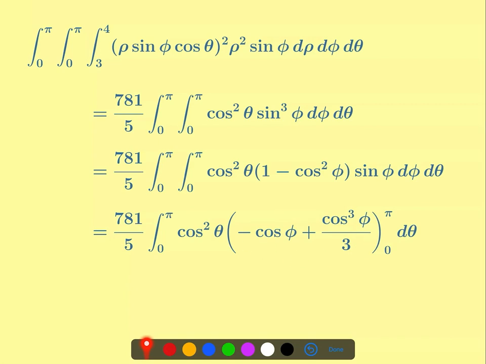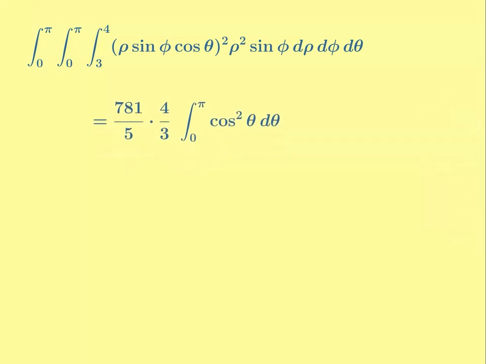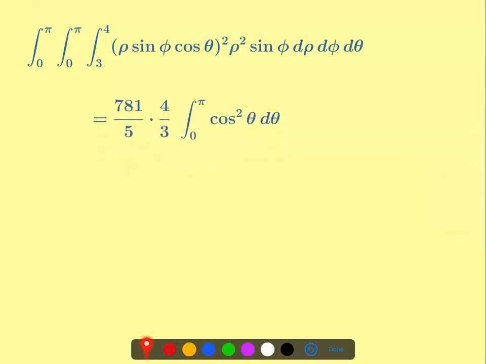So this gets replaced with 4/3, and I'm left with an integral of cosine squared theta d theta. So I took the 4/3 out, and so what I have so far is 781 over 5 times this 4/3 times now an integral that just depends on theta. So let me go ahead and move this to the top and get rid of the stuff in between. Now I'm integrating cosine squared theta. We've had to do that before with polar coordinates and cylindrical coordinates. You replace the cosine squared theta with 1 plus a cosine of 2 theta, all divided by 2.